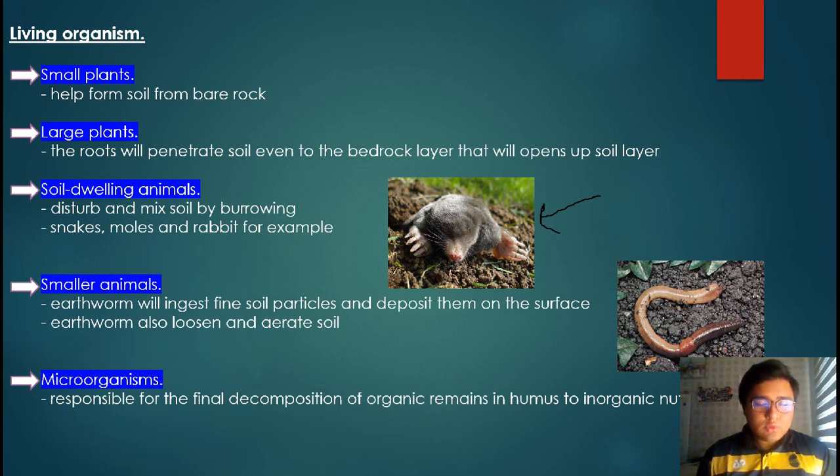Okay. So the last organism, which is the microorganism. Microorganisms are responsible for the final decomposition of organic remains in humus to inorganic nutrients. So as I explained before, the microorganisms are responsible for the decomposition of organic remains in humus to inorganic nutrients, okay, which is important for the plant. So that's how microorganisms help to increase the quality of the soil.